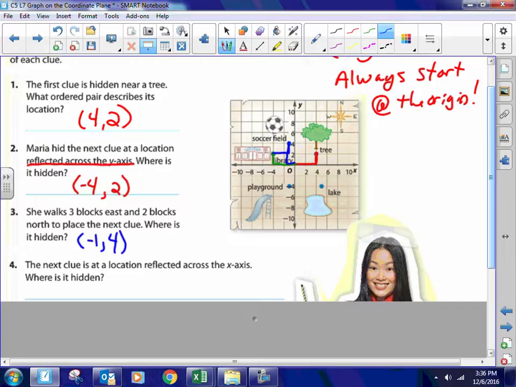Let me erase all this so it's not all cluttered. Ta-da! Whoop, I just grabbed something and twirled it around.